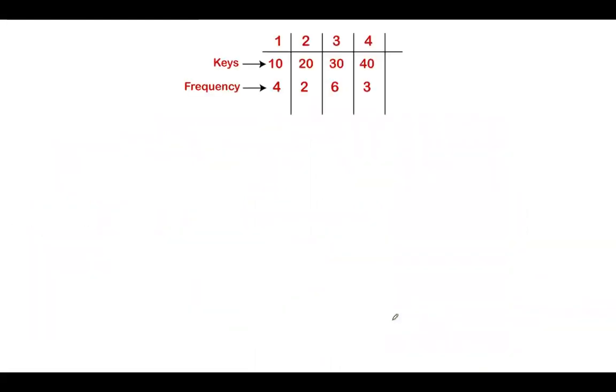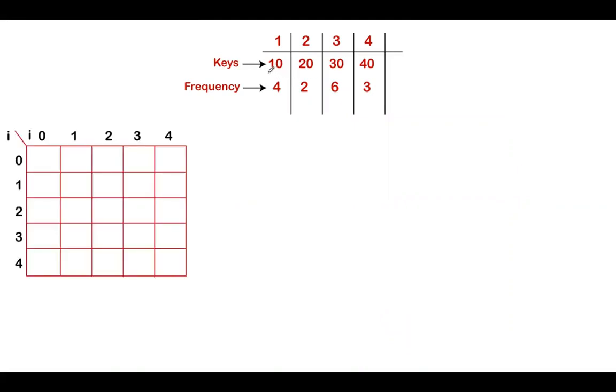So this is the given table. These are the keys: 10, 20, 30, 40. And their frequencies of search are given as 4, 2, 6, 3. We have to construct the optimal binary search tree for this given data.